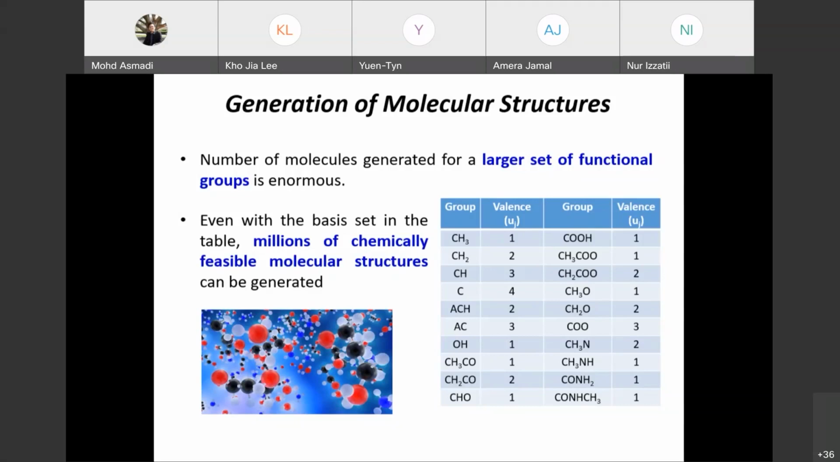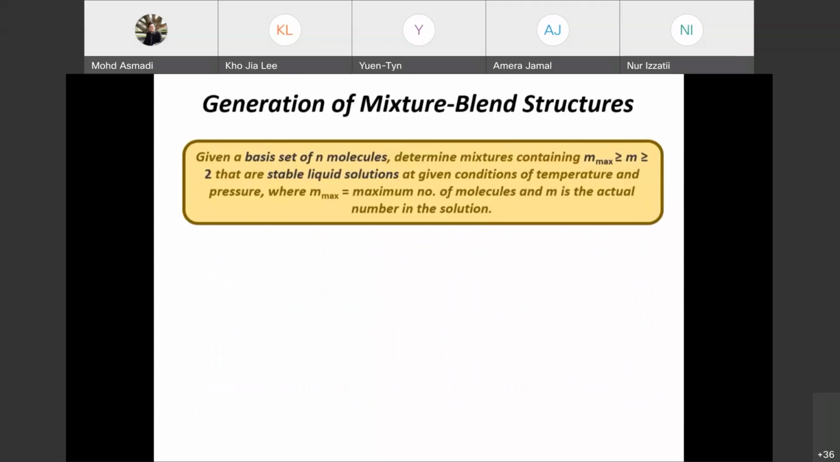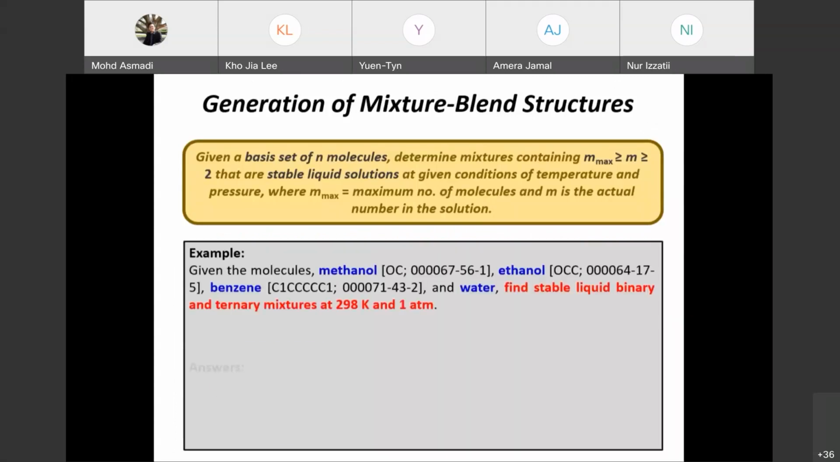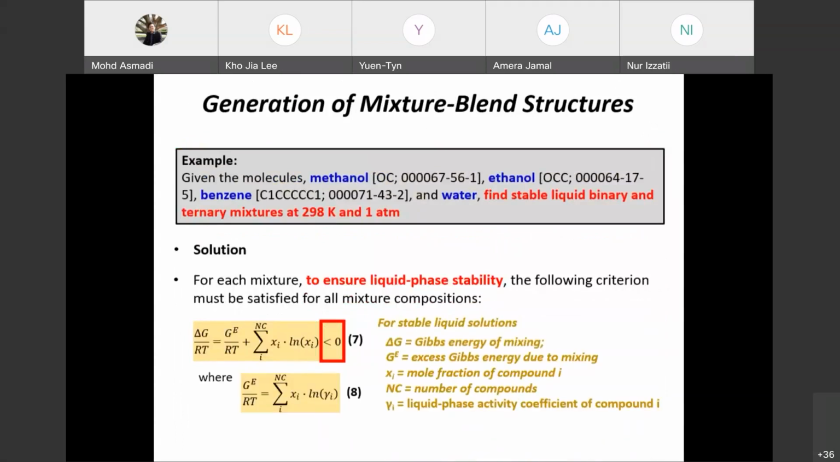For the next class, I will explain this a little bit more. Okay, it was too fast today. And also we will move to the generation of the mixture blend structure based on the equation of the Gibbs energy. Okay, I hope that you still remember this equation since you learned it in chemical engineering thermodynamics.